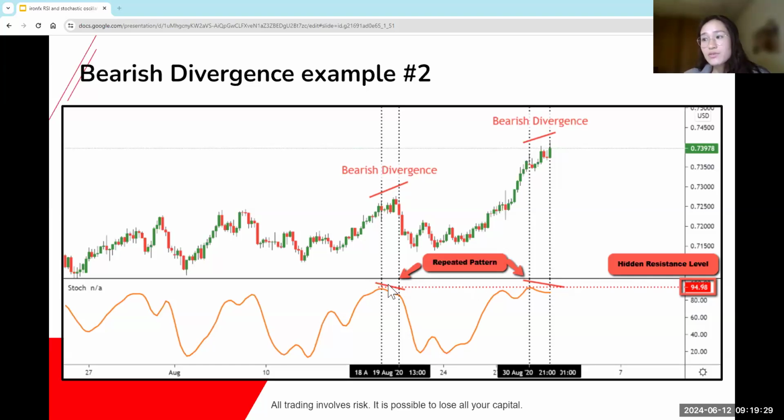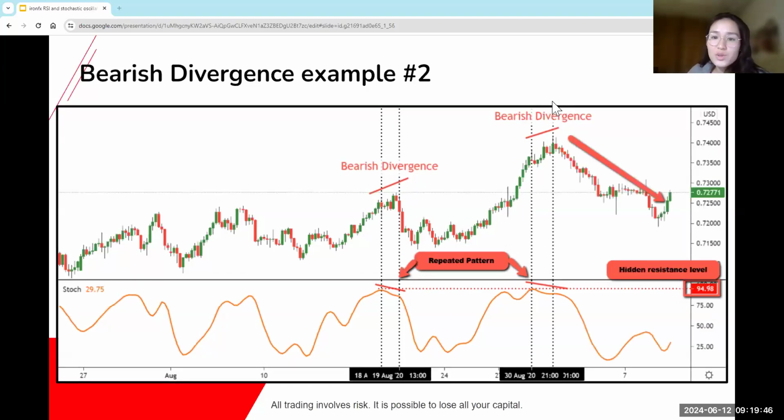There is also a hidden resistance level here. You can see on our stochastic, these two peaks line up in this horizontal dotted line. Whereas on our price, you can see very clearly that price moved upwards. You can see price reversed very strongly after that bearish divergence, and also after the hidden resistance.